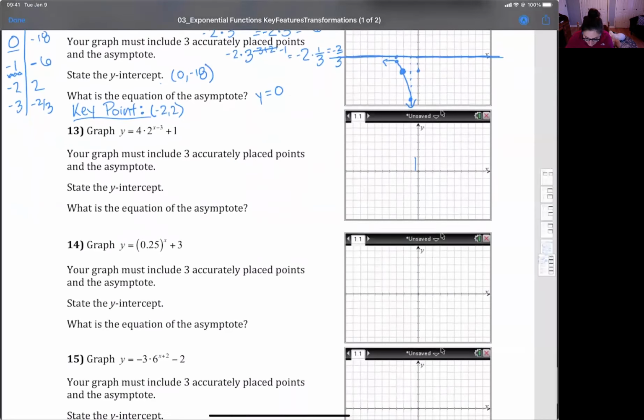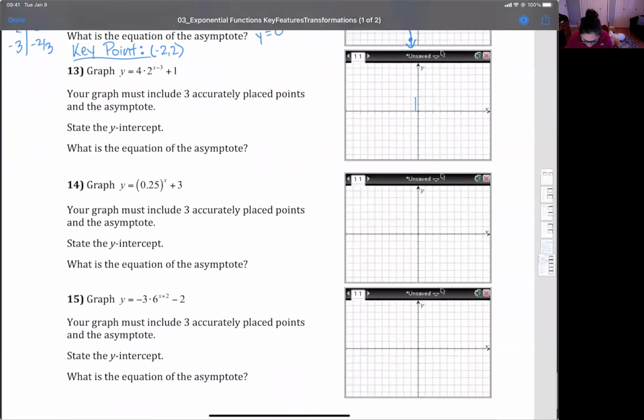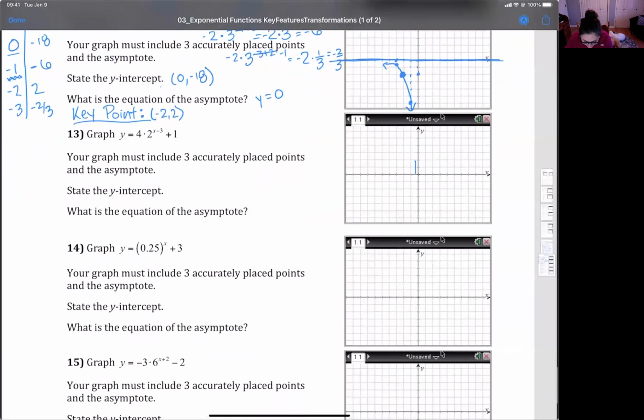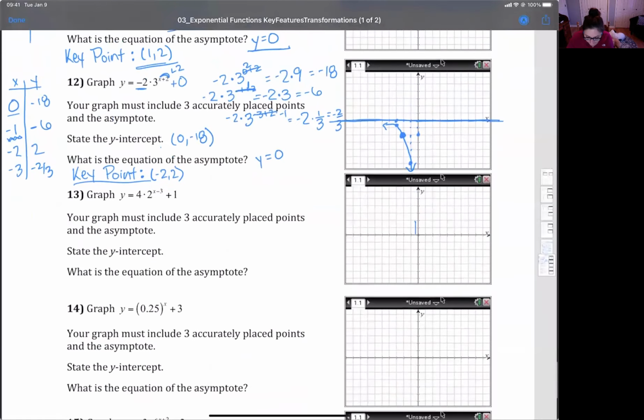Now we're going to take a look at one more together. So we'll take a look at number 13. Okay, I've got an asymptote that's not 0 for this one. I've got +1 at the end. That means my asymptote would be y equals 1. So I'm going to go to, oops, let me get rid of this blue mark here.